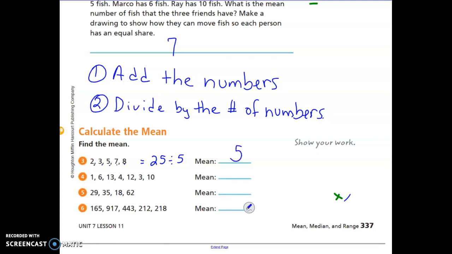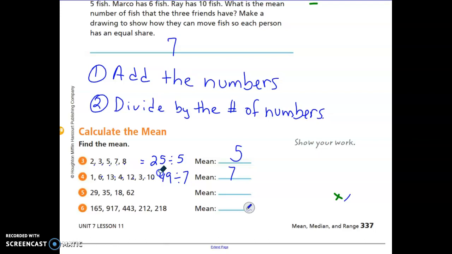Now, look at number 4. We're going to find the mean for that set of data. So first step, add up those numbers. Go ahead and do that. Pause the video. I'm hoping you got 49. If you count the numbers, there are 7 numbers there: 1, 2, 3, 4, 5, 6, 7. Divide by 7. 49 divided by 7 is 7. Bam, boom.